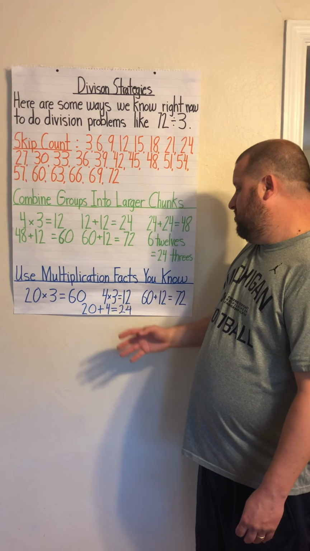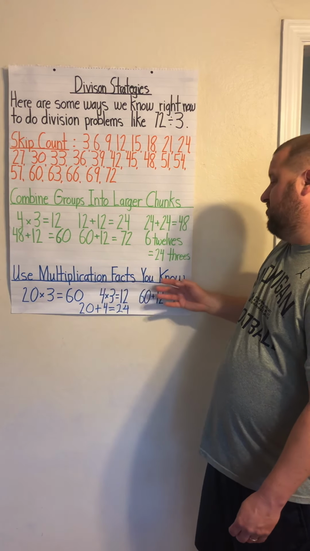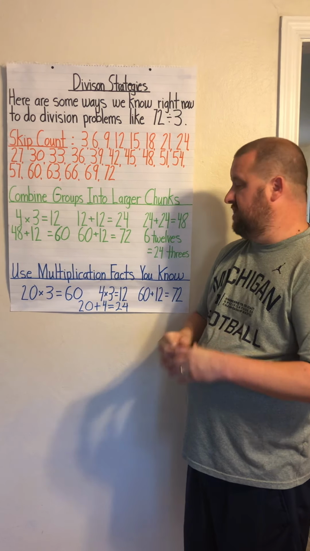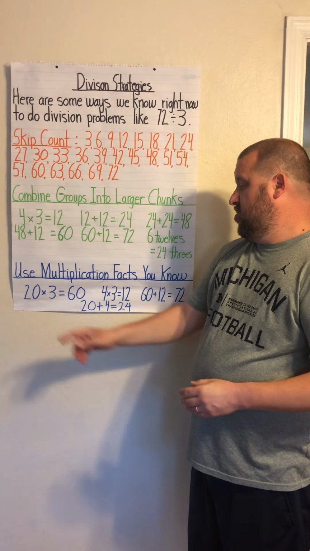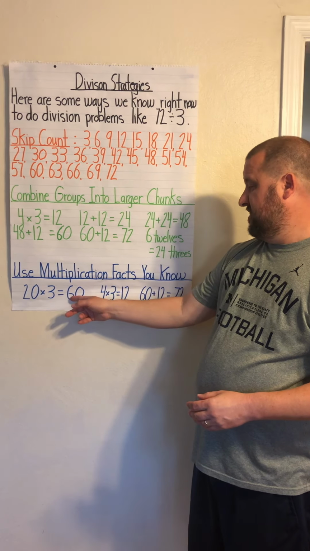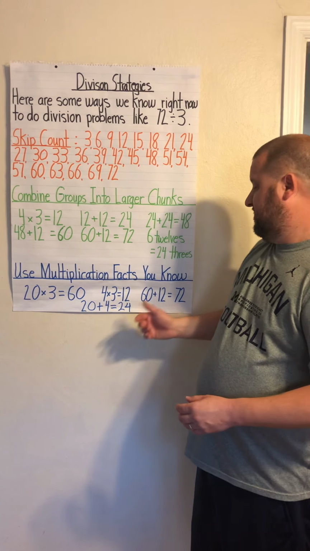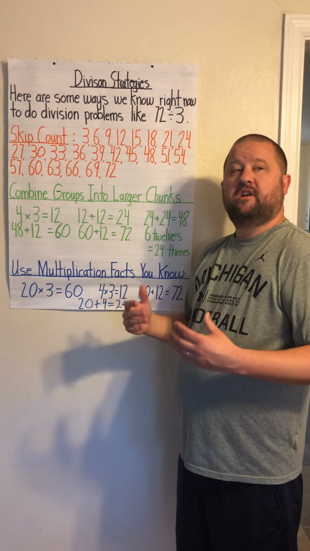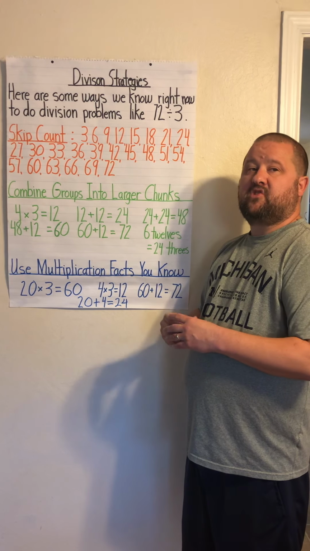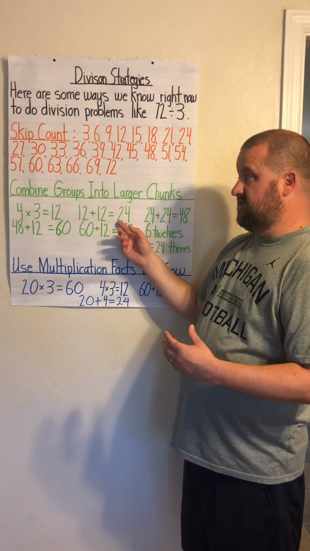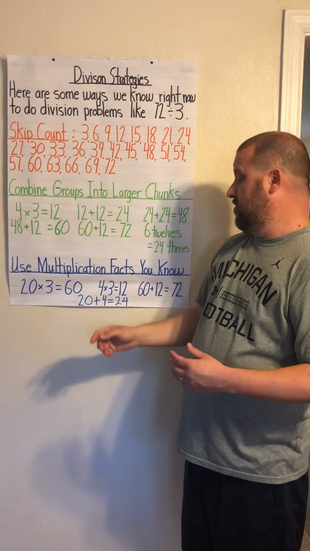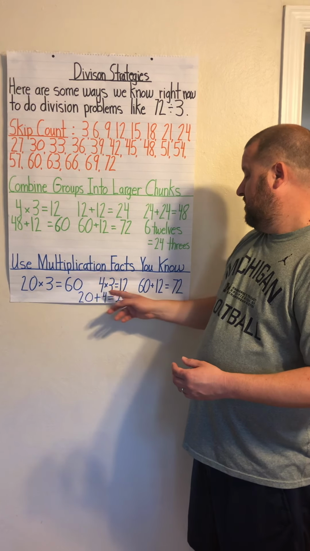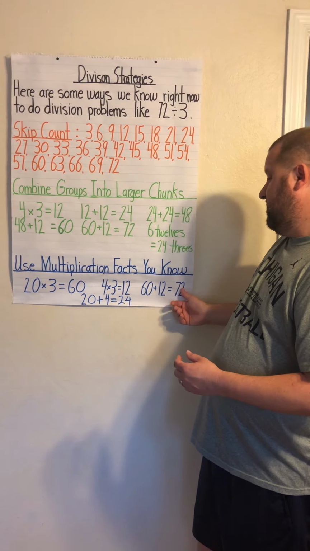Another strategy that you can use is to use multiplication facts you know. Earlier this school year, we worked with multiplying multiples of 10. So I know that 20 times 3 would give me 60. I'm trying to get to 72, so I know I still need 12 more. So I think about how many 3s make 12, so I think back to the previous strategy we used, and I know 4 of them make 12. So I do 4 times 3, and now I have 60 plus 12 gives me 72.